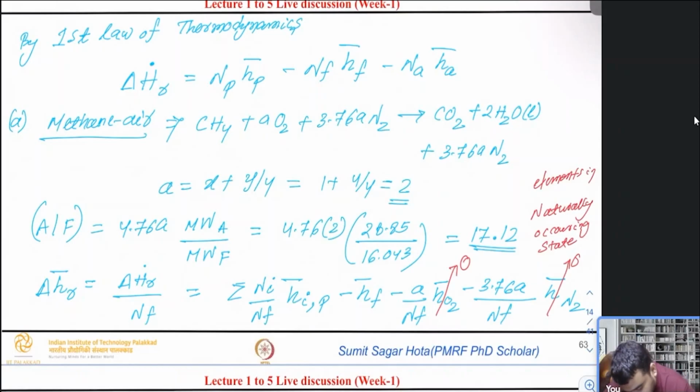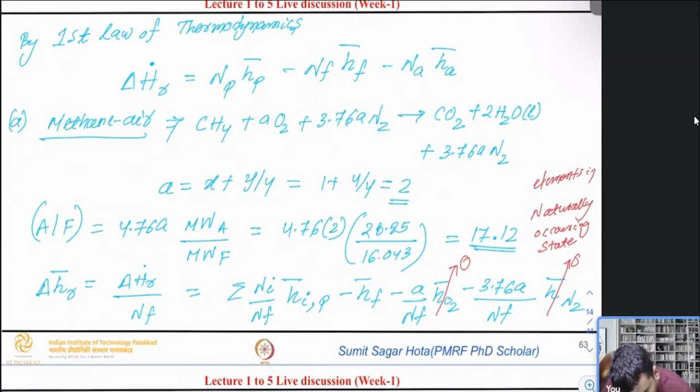Now by first law of thermodynamics, delta HR is equal to NPHP minus NFHF minus NaHA. P is the product, F is the fuel, A is the air. Then for methane, CH4, we just write down the equation of the methane air combustion: CH4 plus aO2 plus 3.76 aN2 gives rise to CO2 plus 2H2O plus 3.76 aN2.